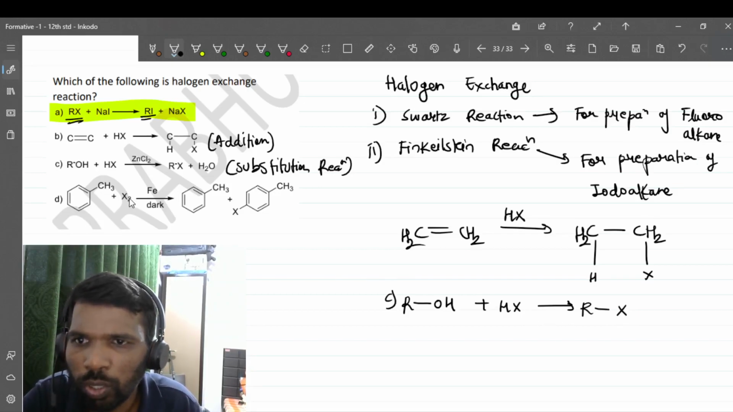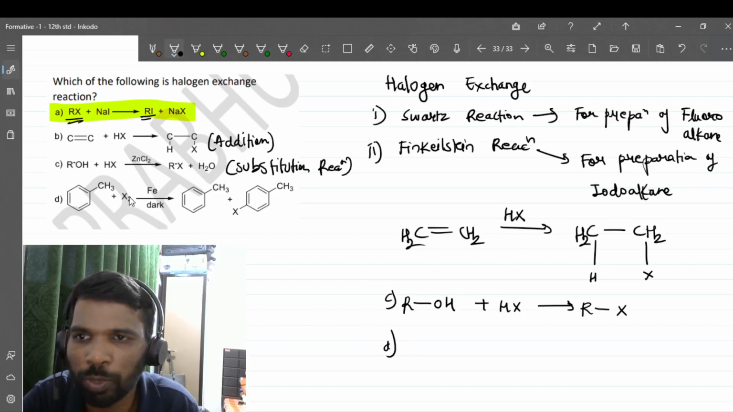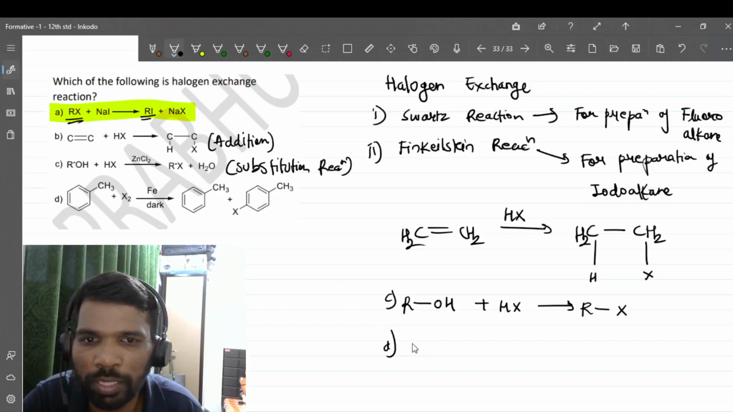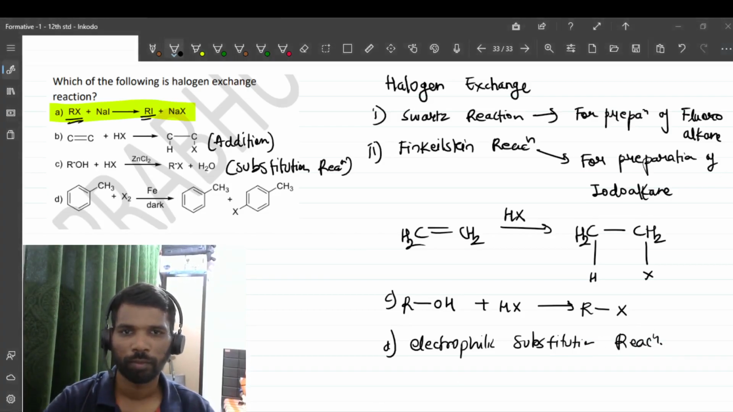And here also, this is an electrophilic substitution reaction. The electrophile X plus gets substituted on this benzene. Option D is an electrophilic substitution reaction. So the answer is option A.